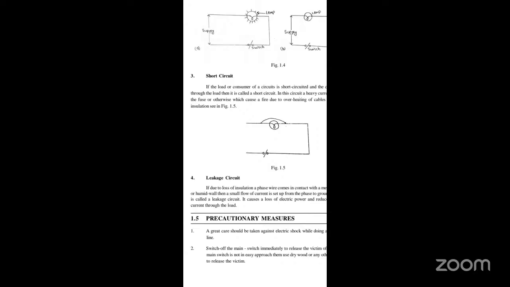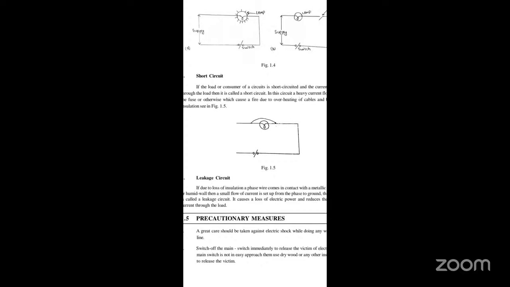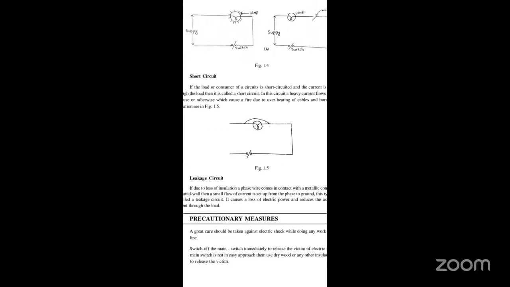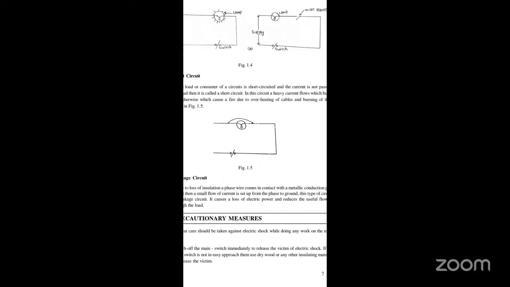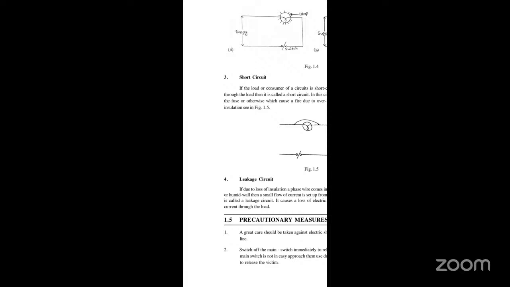Next, the third one is a short circuit. If the load or consumer of a circuit is short circuited and the current is not passing through the load, then it is called a short circuit. In this circuit, a heavy current flows which burns the fuse or otherwise causes a fire due to overheating of cables and burning of their insulation.